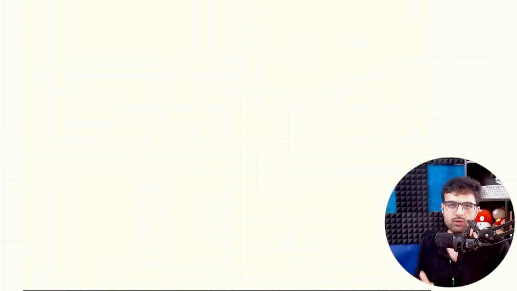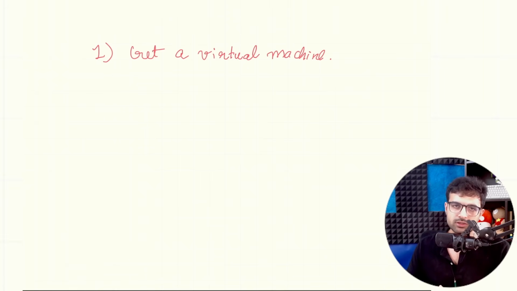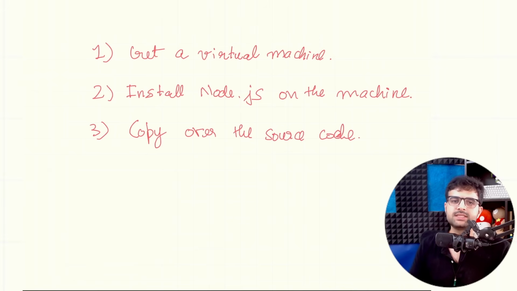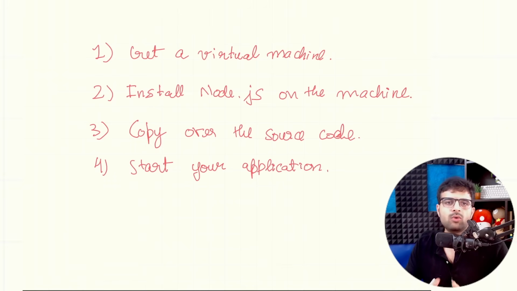Irrespective of what cloud provider you use, you will have to follow 4 steps over there. Number 1, get a virtual machine. Number 2, install Node.js on your virtual machine. Number 3, copy over your source code to the machine. And number 4, start your application either on port 5173 in dev mode or on port 80 in production mode. Let's get into all 4 of these steps one by one.